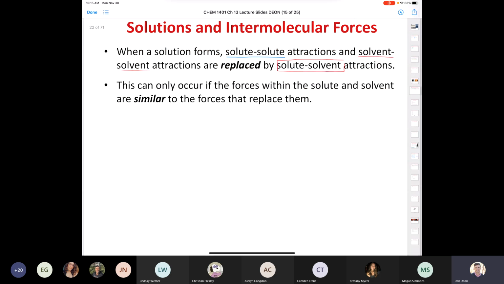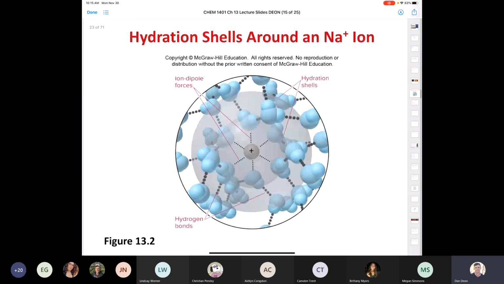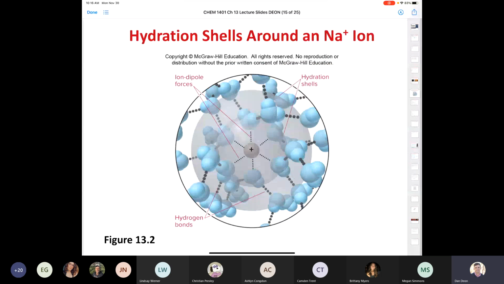Here is a picture showing what's called a hydration shell around a sodium ion. If we go back to that solubility of sodium chloride in water at 100 degrees Celsius, we said it was 39.12 grams in 100 milliliters. That means it's around 390 grams in a liter of boiling water. That's a lot of sodium chloride. Why would sodium chloride be so soluble in water? If you've ever dissolved salt in water, you know it's pretty soluble, right? There's a reason for that.